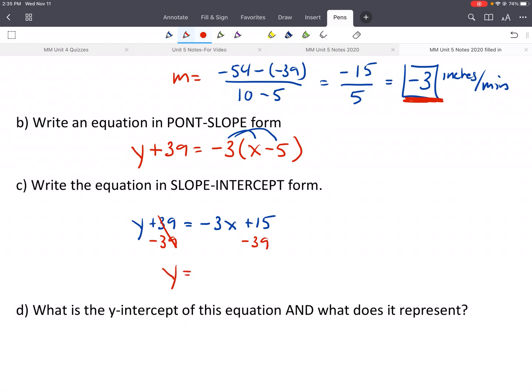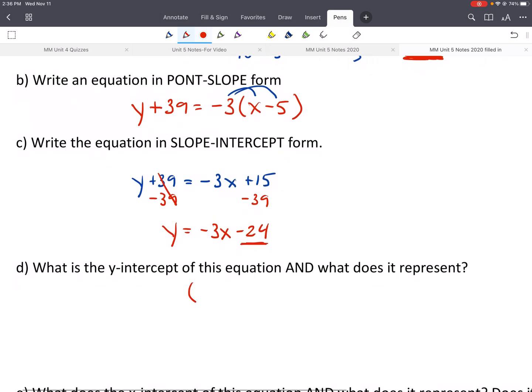So we'd get y is equal to -3 times x, minus 15 minus 39 gives us -24. So his burrow where he started digging, this would be our y-intercept. So our y-intercept would be (0, -24). So he's 2 feet below the ground, 24 inches below the ground. So that's what that represents, is his burrow, or where he first started digging, he was -24 inches in the ground, okay?